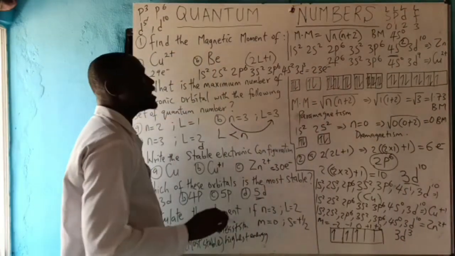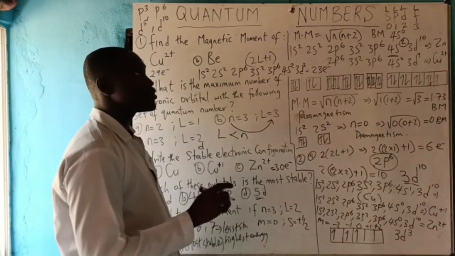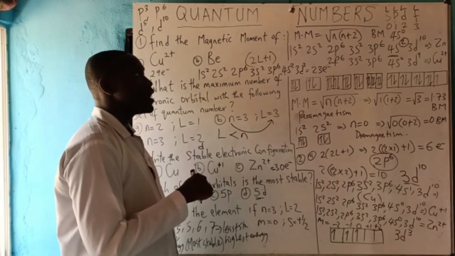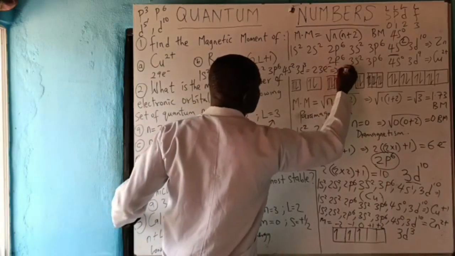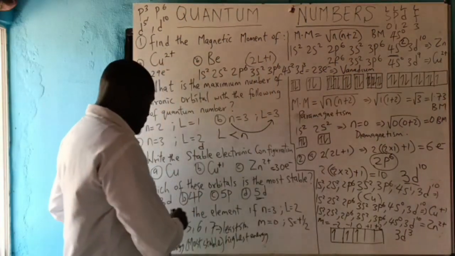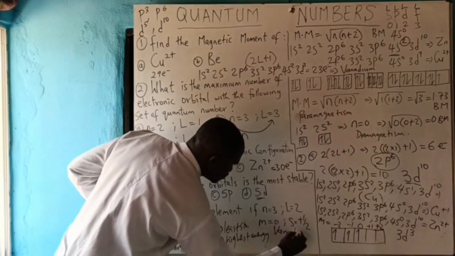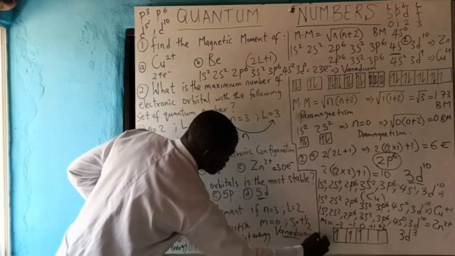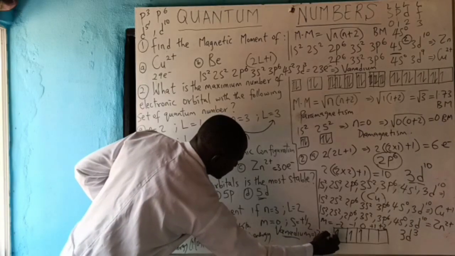Which element has 23 electrons? 20 is calcium, 21 is scandium, 22 is titanium. Okay, so this is what? Vanadium. So the element we are looking for here is called vanadium. That is the one with 23 electrons. Okay?